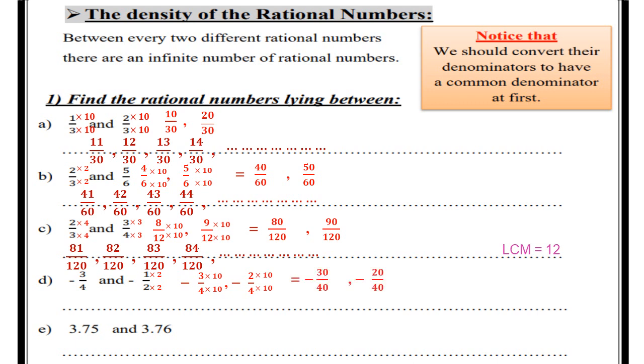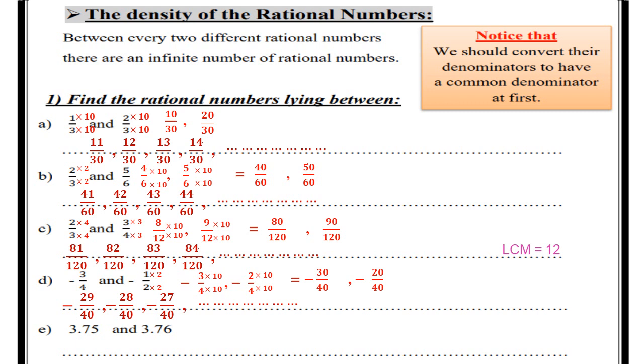So, negative 3 over 4 will be equal to negative 30 over 40, and negative 2 over 4 will be equal to negative 20 over 40. Now, to get the rational numbers lying between negative 30 over 40 and negative 20 over 40, it will be negative 29 over 40, negative 28 over 40, negative 27 over 40, and so on.